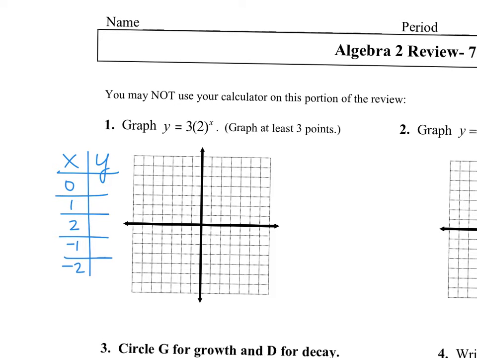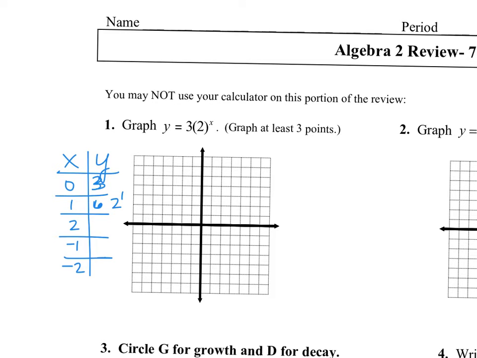3 times 2 to the x. So if I put a 0 there, am I doing 6 to the 0 power or 2 to the 0 power and then multiplying by 3? Right. The parentheses are not around both numbers, so don't multiply first. Take the power first and then multiply. So 2 to the 0 is 1 times 3 would be 3. Okay, 2 to the first power is 2, then multiply that by 3. So you would get 6.